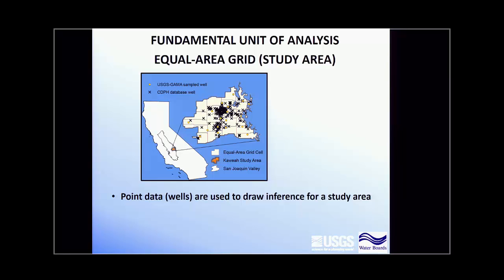Shown in those gold circles are the 1 well per cell that the U.S. Geological Survey sampled. Shown in X's are additional data available from what used to be the California Department of Public Health database. Now it's with the Water Resources Control Board.